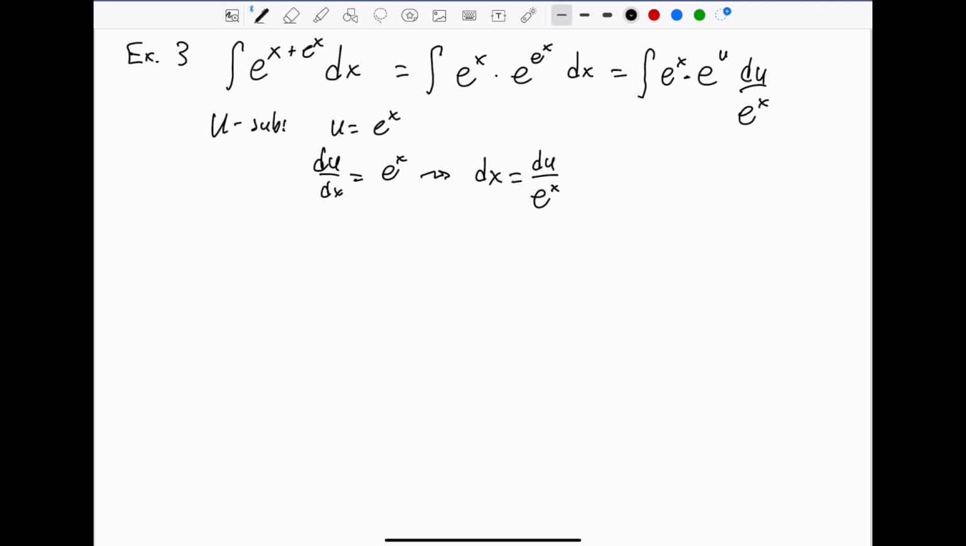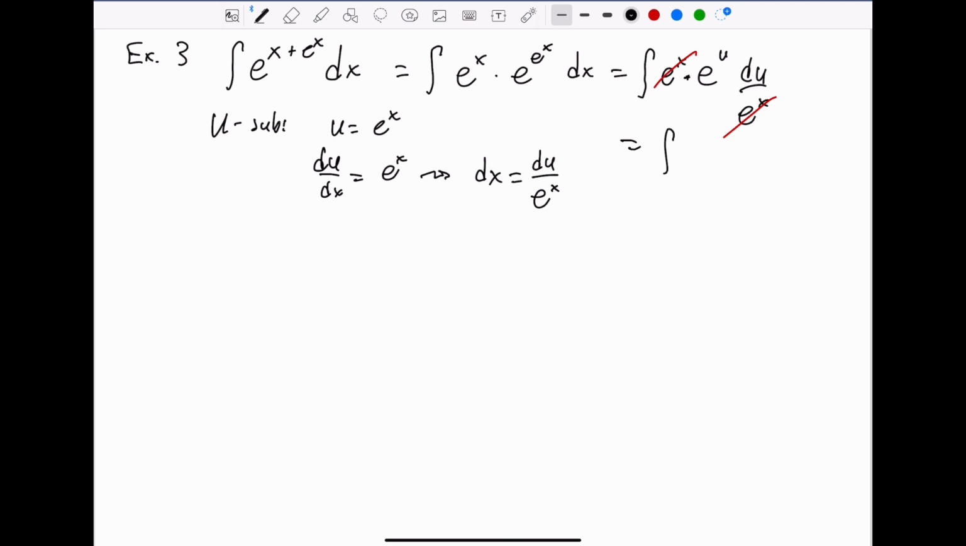Now, you might be wondering here, why did I replace this e to the x with a u, but I left this one as just e to the x? Why didn't I rewrite this e to the x as u? And the answer is I could. I could write this as u. I could also write this as u. Those would cancel, and the problem works out the same either way. I can either leave these as e to the x or write them as u. It doesn't actually matter.